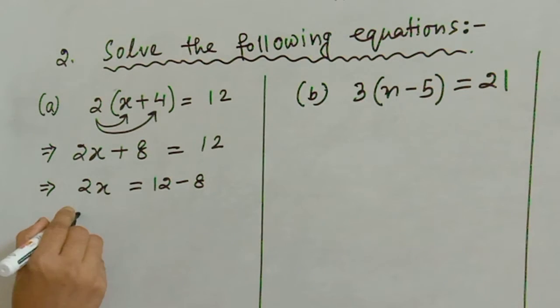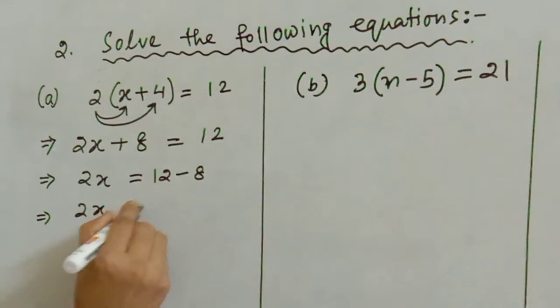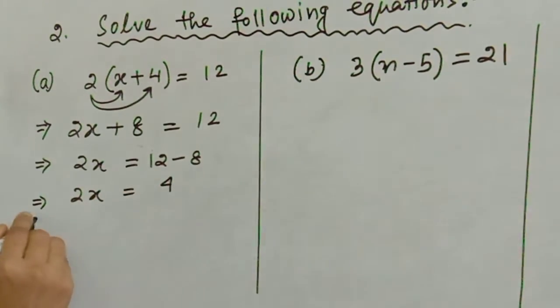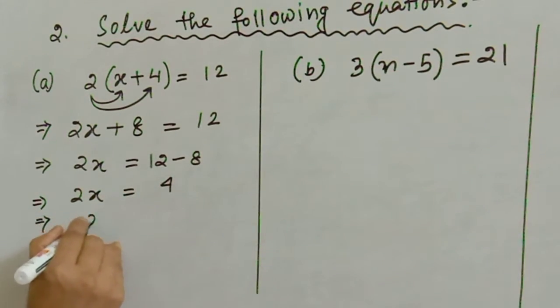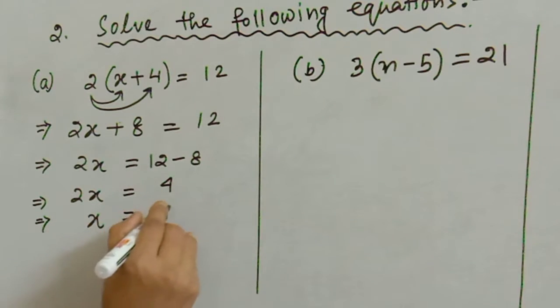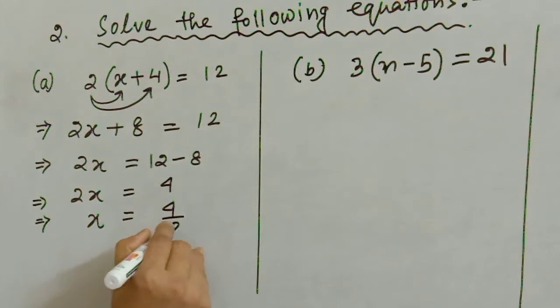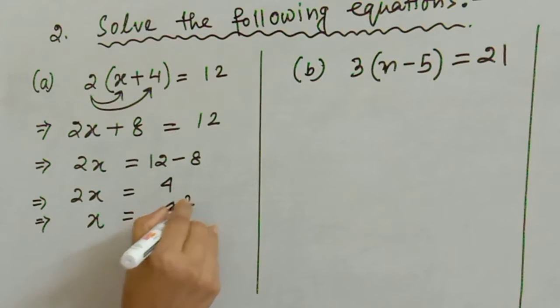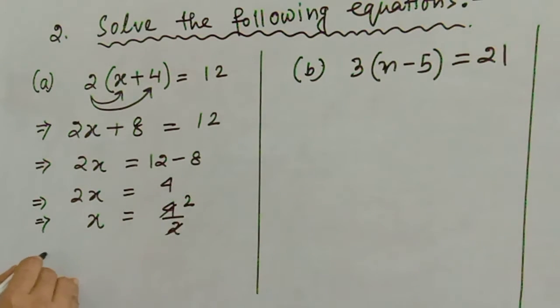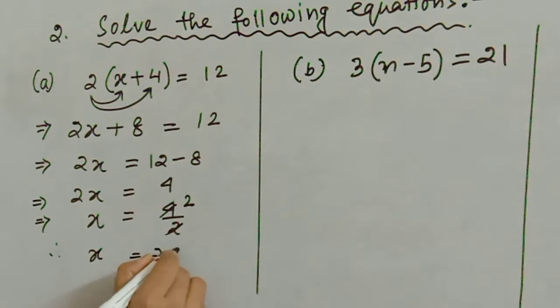Next, 2x is equal to 4. Therefore, x is equal to... 2 was multiplied here, so on the right side 2 will be divided. Now 2 and 4, you will cancel and you will get 2. So the value of x is equal to 2. You can write: therefore, x is equal to 2.